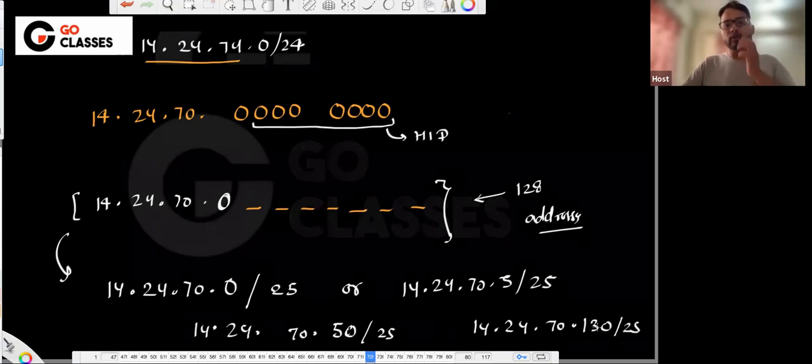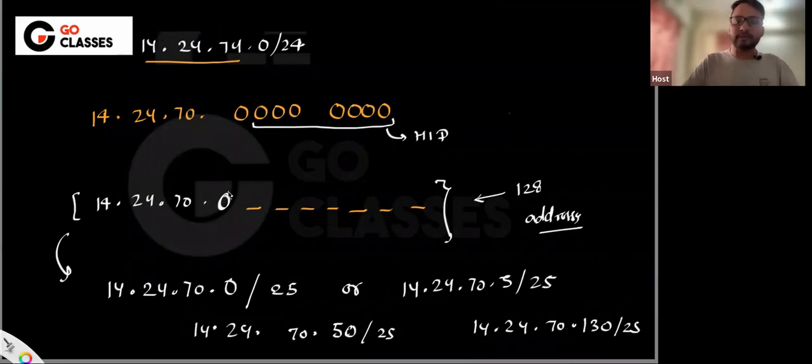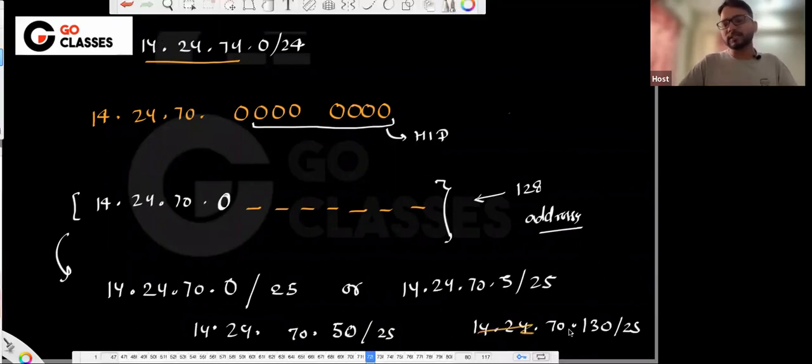Since it is more than 128, this bit will be 1, definitely 1. So that's why this is not allowed, right? I hope you understood. Because this is more than or equal to 128, this bit has to be 1. That's why these things are not allowed.